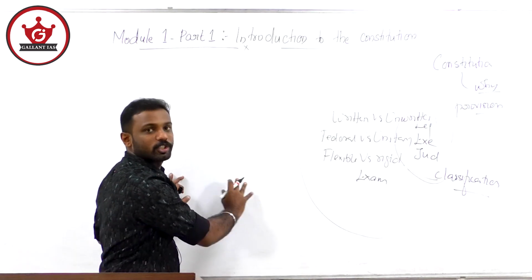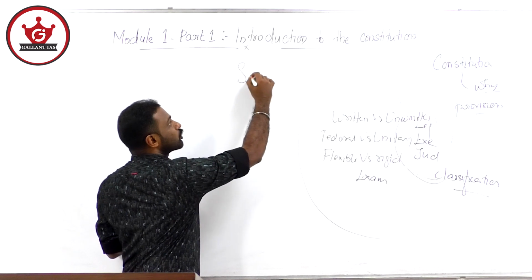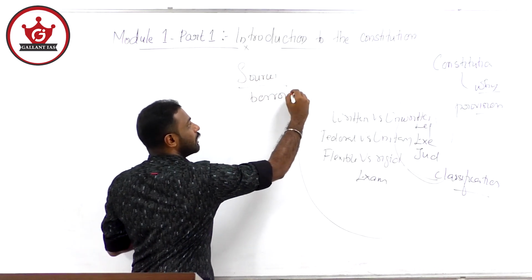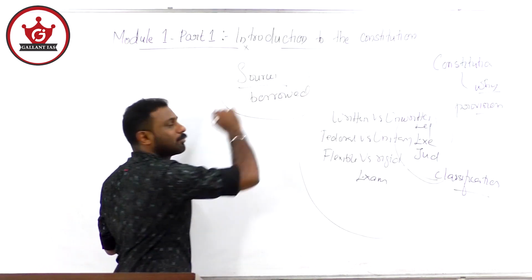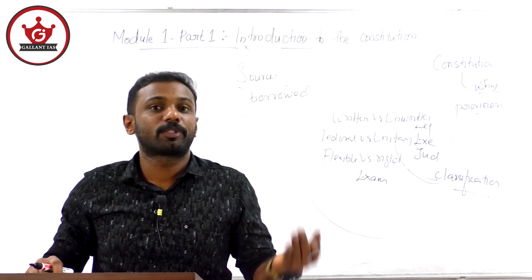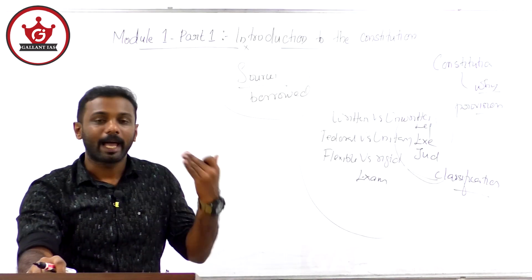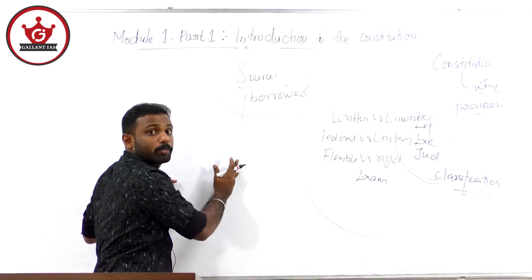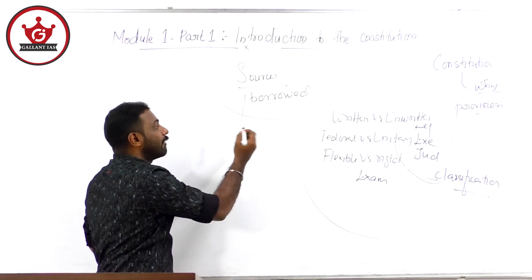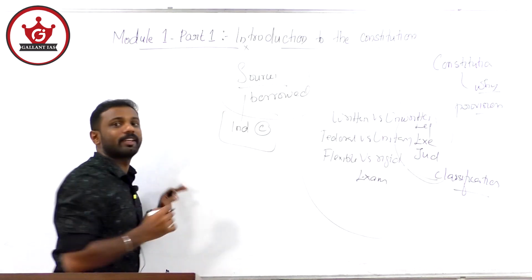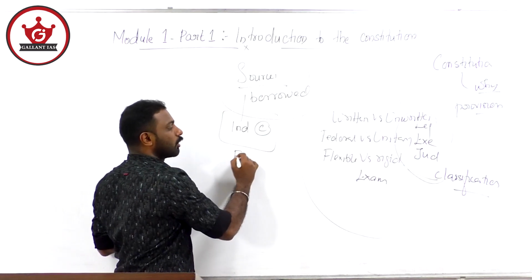Also in this very first module, we will go through the various sources from which India borrowed many provisions. When the Constituent Assembly was formed, our constitution makers went through the constitutions of various parts of the world, took the best provisions from various countries, and incorporated them into our constitution. For example, we took the provision of fundamental rights.